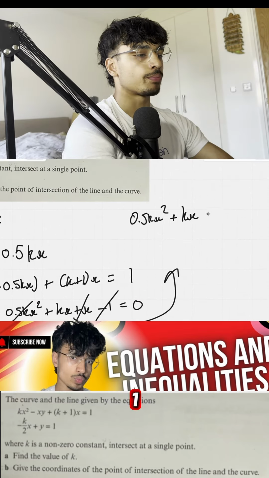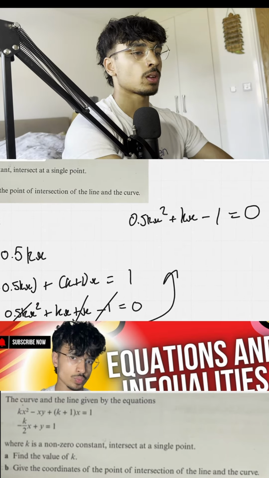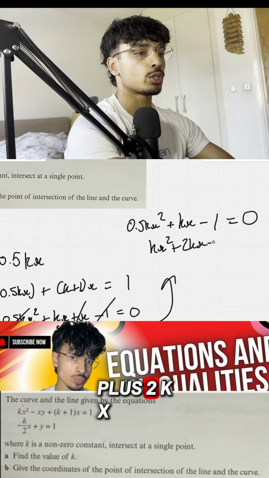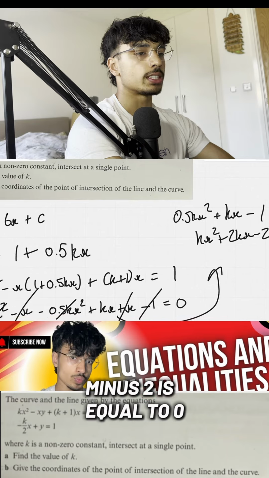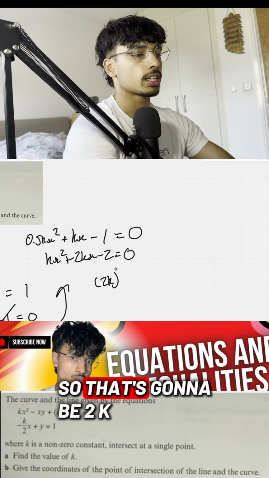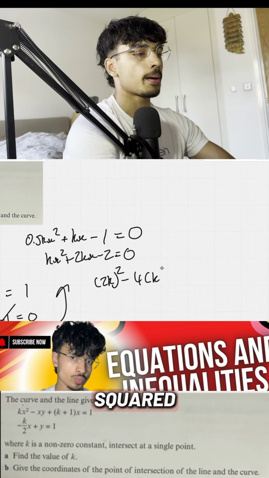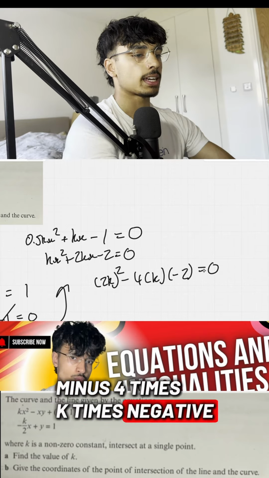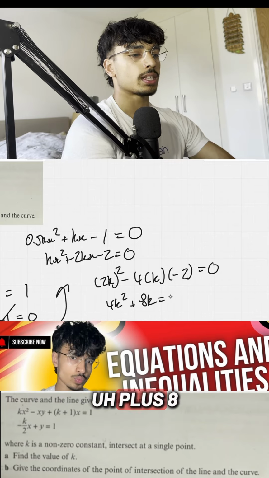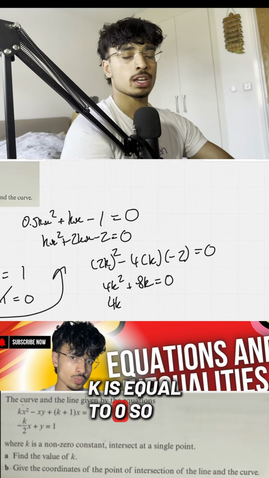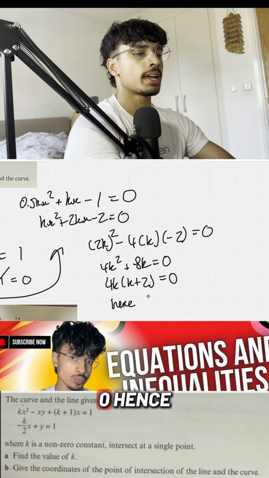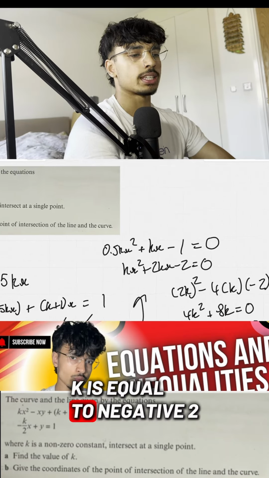And then we've got the minus 1 is equal to 0. Okay, we can double this to get kx squared plus 2kx minus 2 is equal to 0. So we know that b squared minus 4ac is going to be equal to 0. So b squared, so that's going to be (2k) squared minus 4 times k times negative 2 is equal to 0. Okay, so 4k squared plus 8k is equal to 0. So 4k(k plus 2) is equal to 0. Hence, k is equal to negative 2.